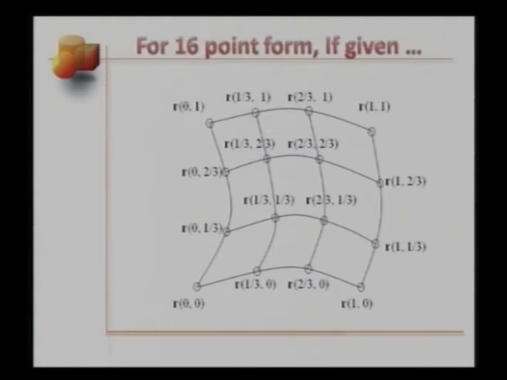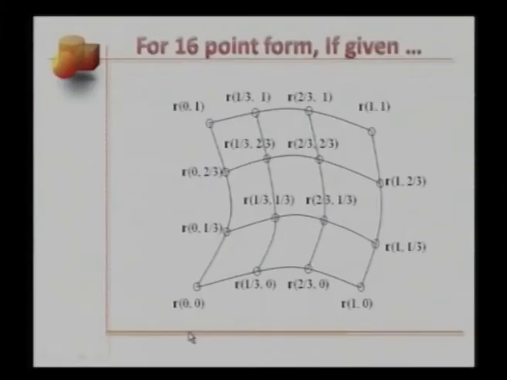Geometrically, this is how the sampling data would look. We will require point information pertaining to R00, R1 over 3 0, R2 over 3 0, R10 for values of v as 0 and for different values of u along this curve, and then R0 1 over 3, R1 over 3 1 over 3, R2 over 3 1 over 3 and R1 1 over 3.